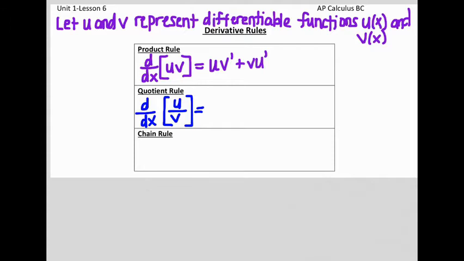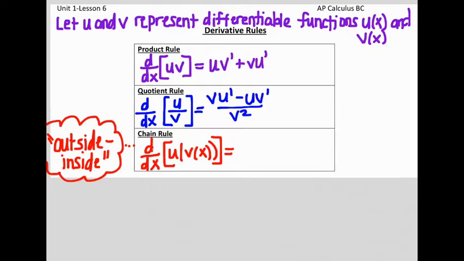Quotient rule is for when two functions are being divided. If you need to take their derivative, we're going to do low d high minus high d low, all over low squared. And our third rule is the chain rule.